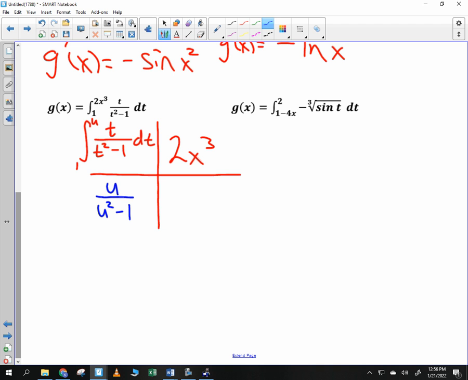Because we say that the integral goes away and the dt goes away, and we just plug in u wherever there's a t. Are you okay with that? All right, let's do the right side.